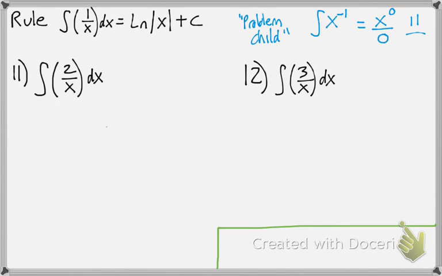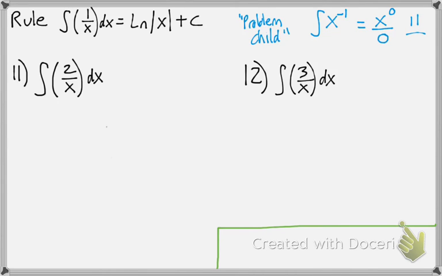So that's why x to the negative 1 has its own rule. It's the only power that has its own rule, and it's ln of x. Again, if you think about the other direction, when we took the derivatives of ln of x, we got 1 over x. So again, it does make sense.